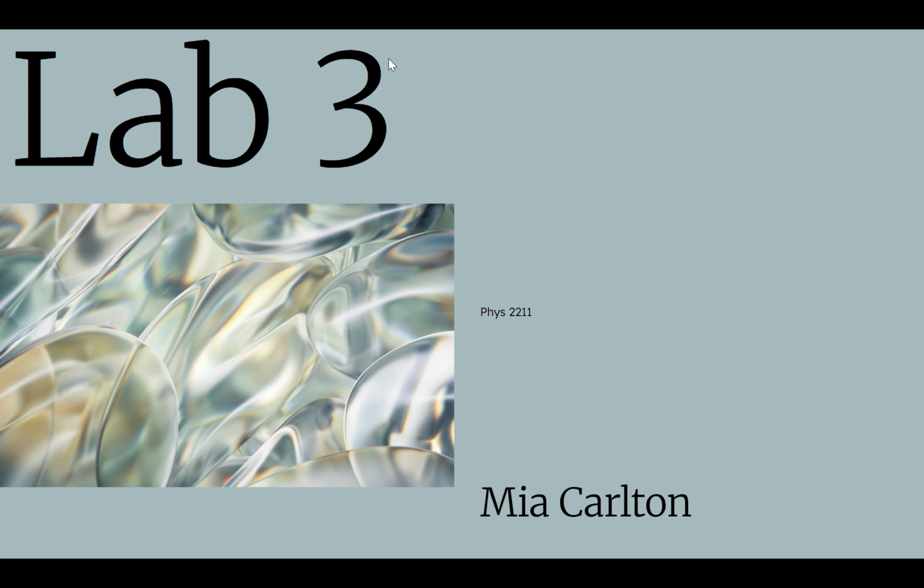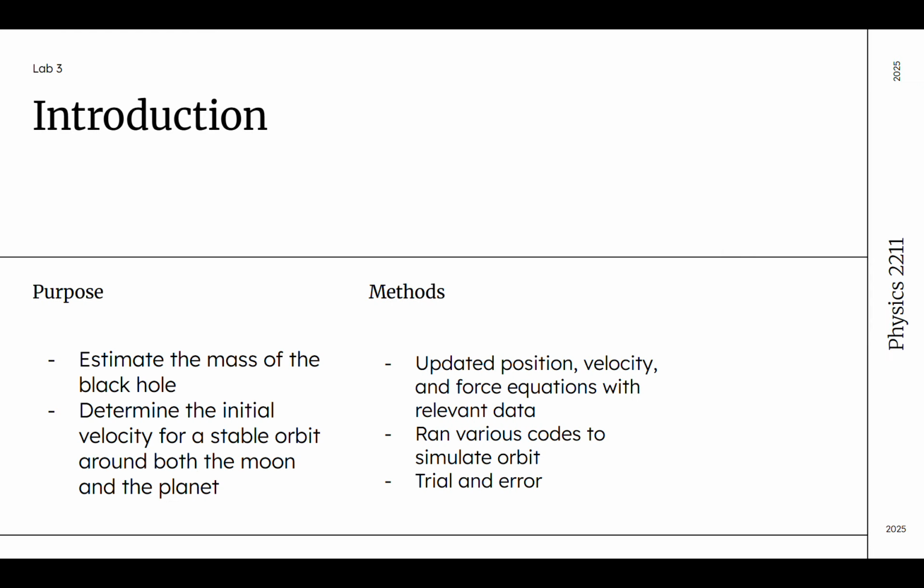This is Lab 3 for Physics 2211. This was the lab where we coded a spaceship orbiting a planet. The purpose was to estimate the mass of the black hole, and then do a second simulation where we determine the initial velocity for a stable orbit around both the moon and the planet.